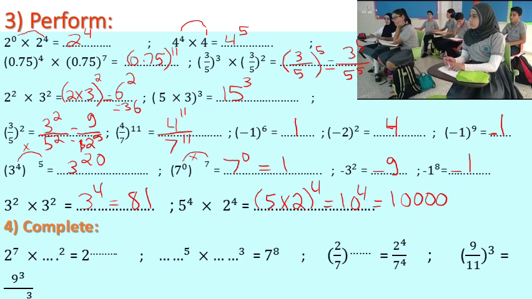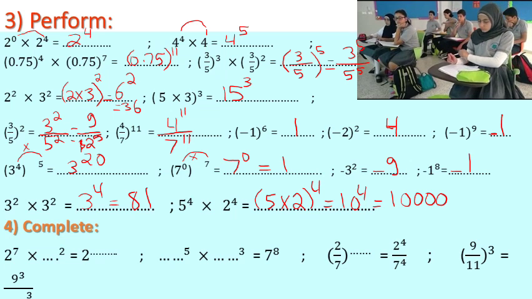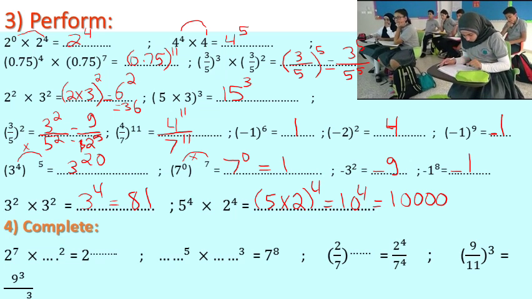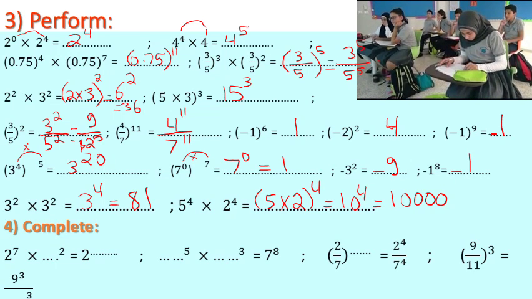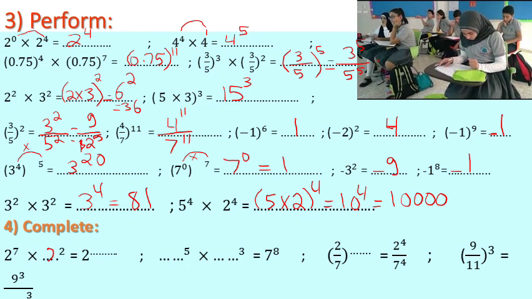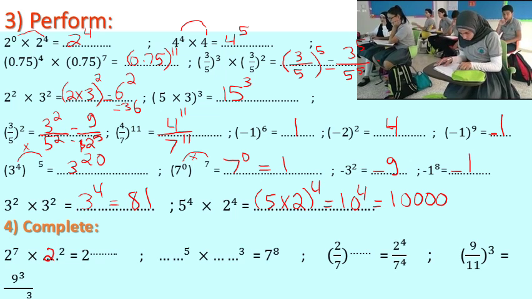Thank you. Now question number 4. Have you all got question number 3? Any question? No. Question number 4 now. We should complete the missing. We have, Hassan, 2 to the power 7 times 2 to the power 2. It is equal to 2 to the power 9.